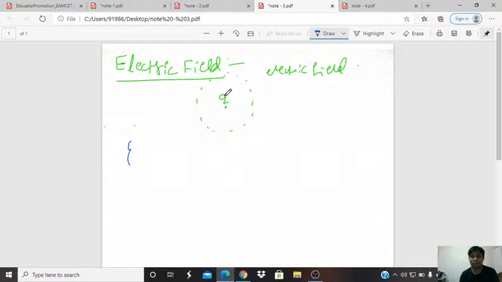But how can we represent this electric field, or how can we define? So electric field defined as what? The space or region surrounded by a charge up to which its influence can act. Up to how much distance its influence means up to how much distance it can attract or repel another charge. Okay, that region is called electric field.